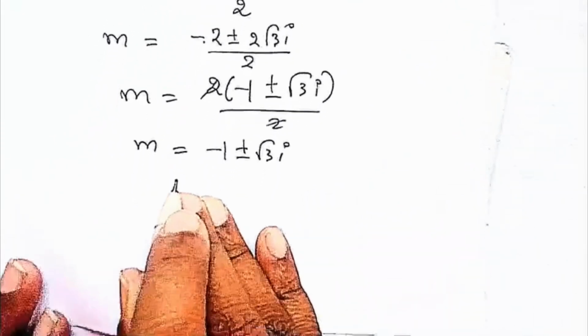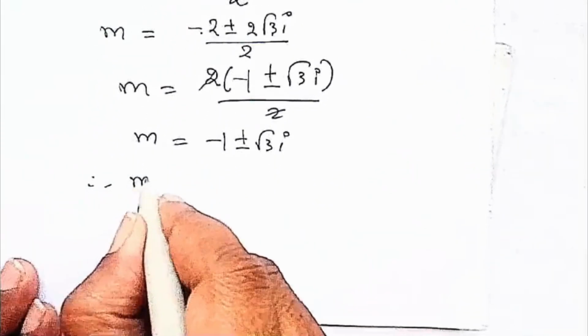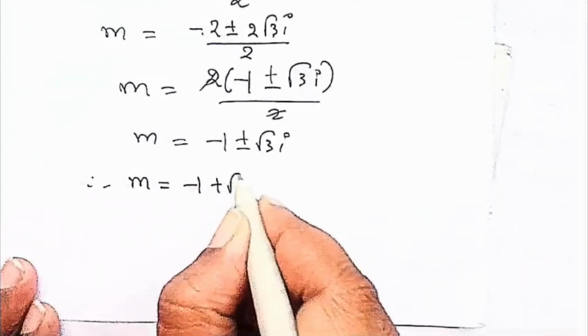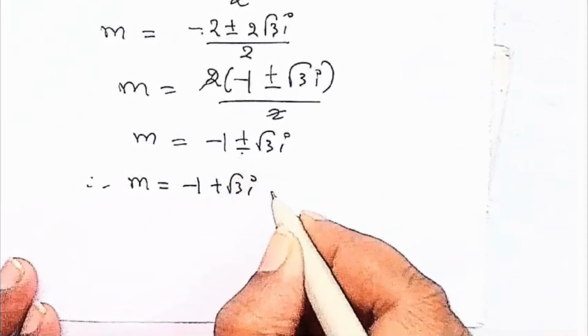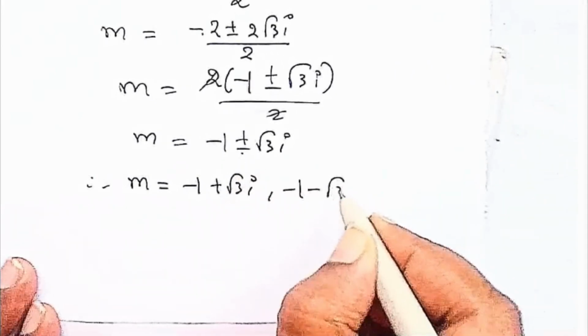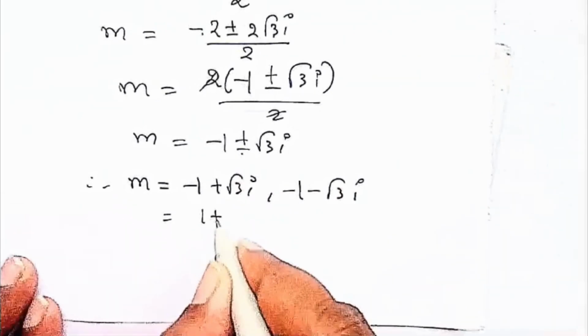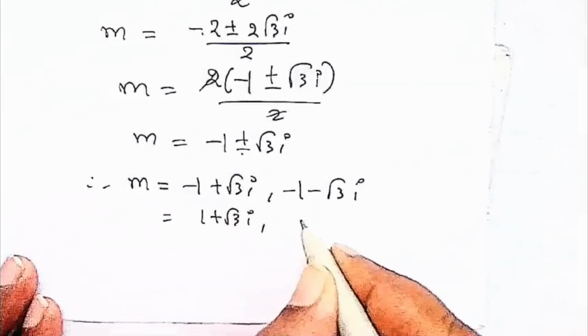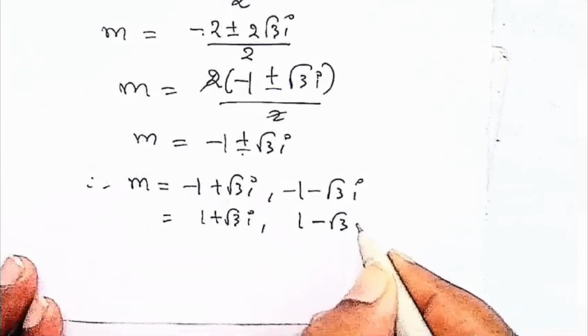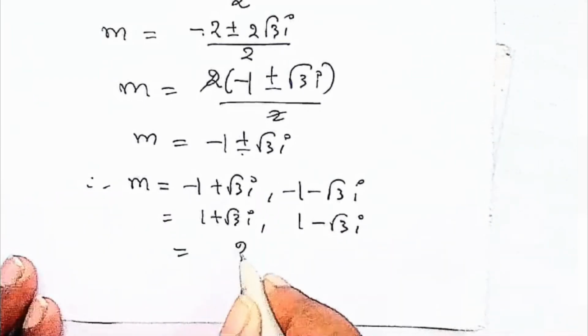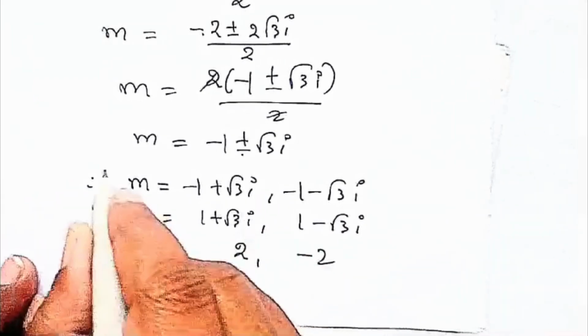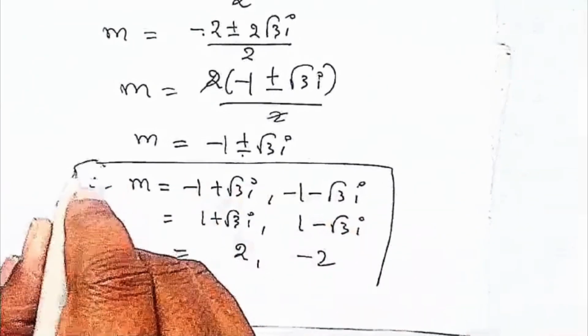Therefore, m is equal to minus 1 plus root 3 i, one time, minus 1 minus root 3 i, one time, and more values: 1 plus root 3 i, 1 minus root 3 i, and 2, minus 2. In total we have 6 values, m values.